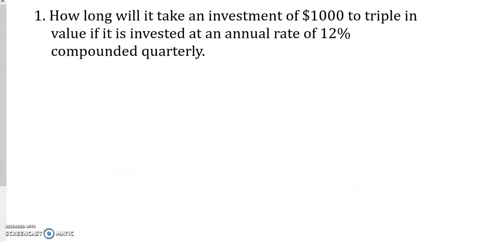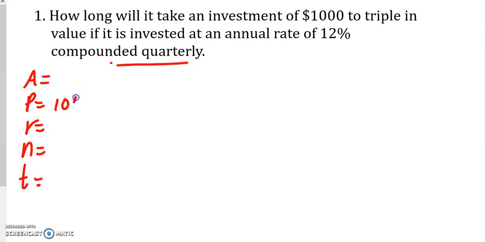How long will it take an investment of $1,000 to triple if it's invested at an annual rate of 12% compounded quarterly? So if we literally line up all our variables, we should be able to do everything. Right now, $1,000 is how much we have to invest. It's tripling, so the amount I want is $3,000. My rate is 12%, which I'm going to write as 0.12, and compounded quarterly is 4. And time is what we're trying to find.